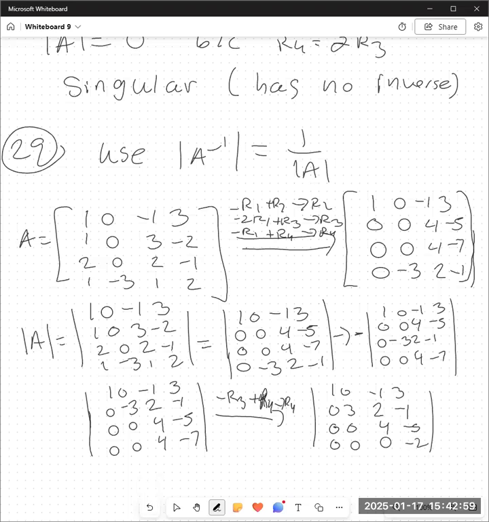So my determinant is going to be equal to 1 times 3 times 4 times -2, and this is a -3, -3. So that is a positive 24 for my determinant of A. So my determinant of A inverse is 1 over 24.